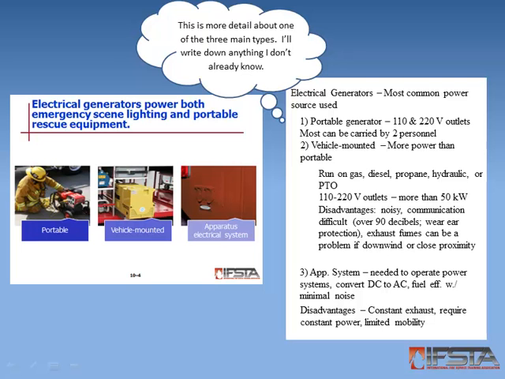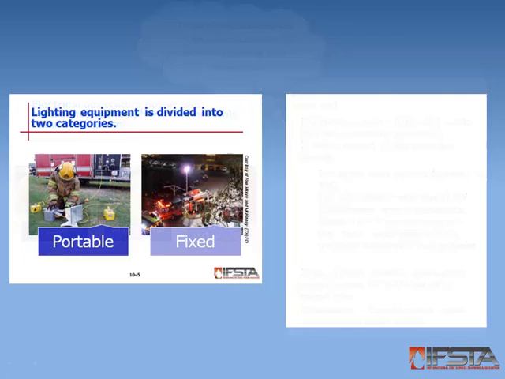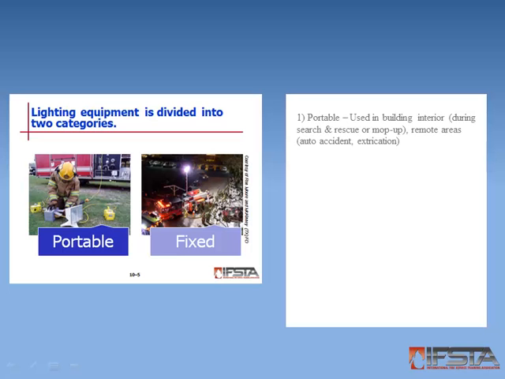Lighting equipment. Two different categories. Portable lights used in buildings, interiors, or remote areas of scenes, used in the building's interiors, either during the fire or after the fire. After the fire, looking for extension, also during mop-up. Could be used in remote areas such as during automobile accidents or extrications that you may need lighting for.